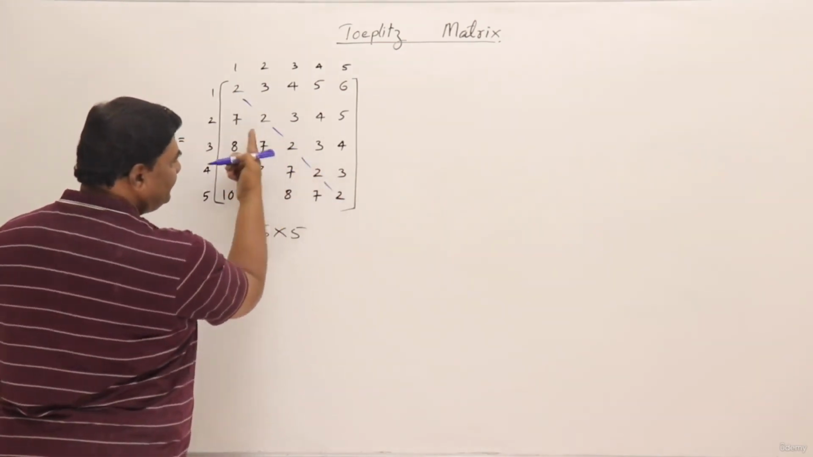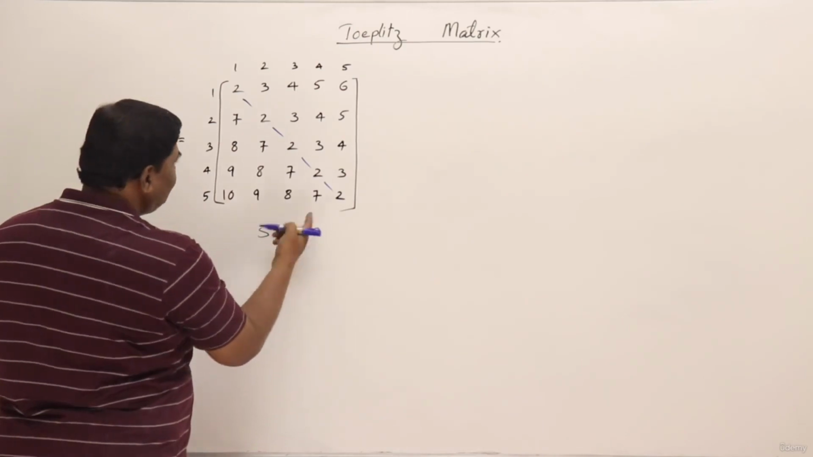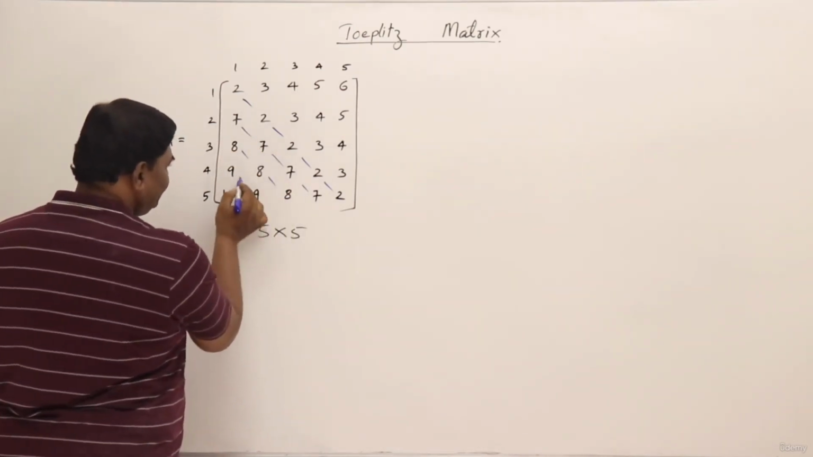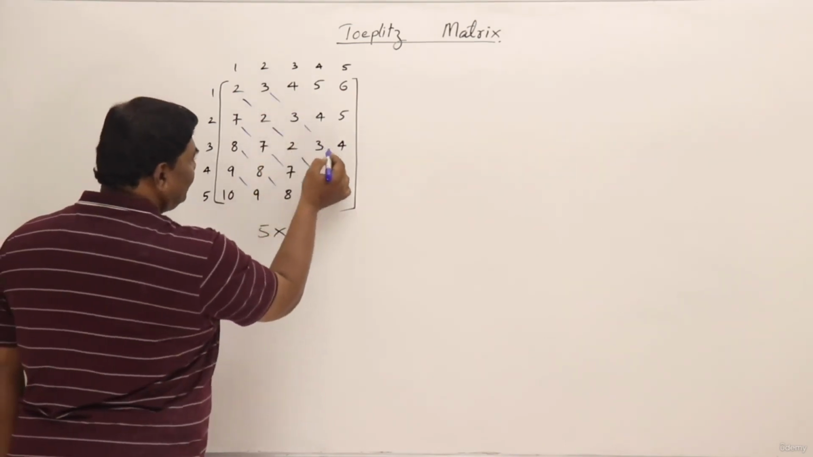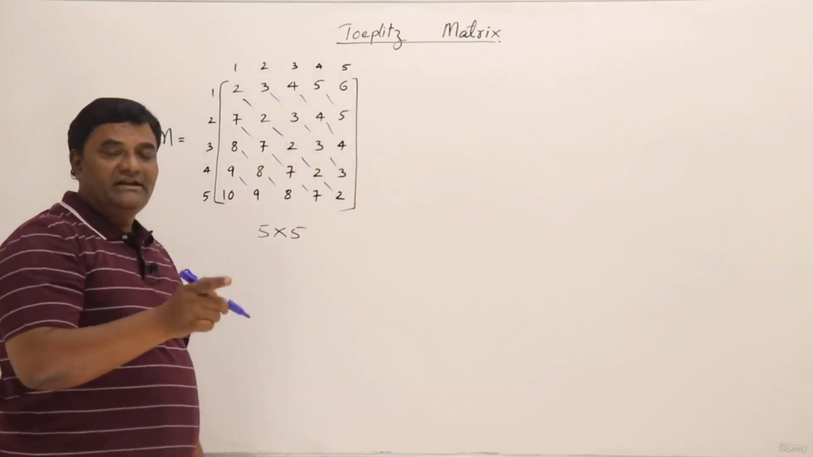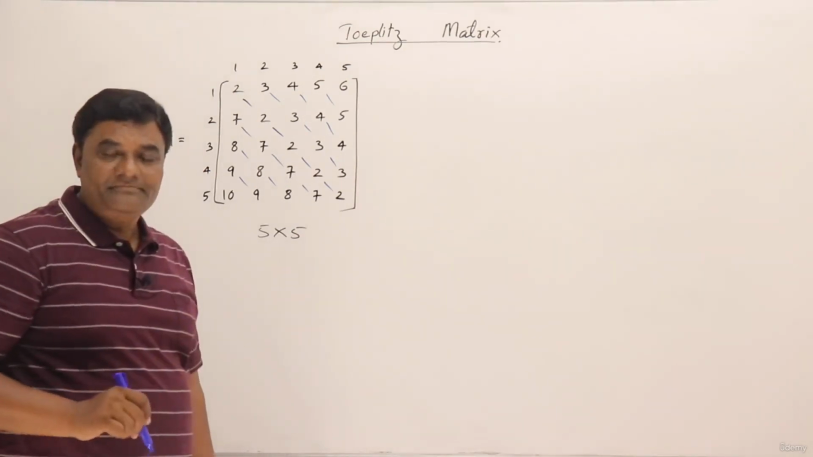All numbers are same. And the elements in lower diagonal are same. Okay, these are also same. These are same. Upper diagonal, again they are same. These are also same. So elements in a diagonal are same.